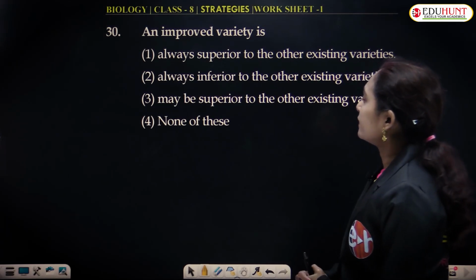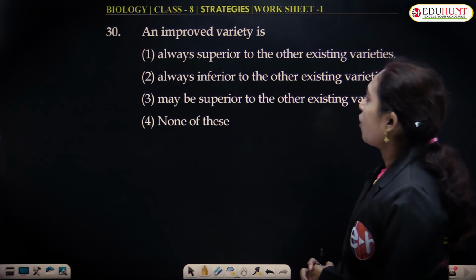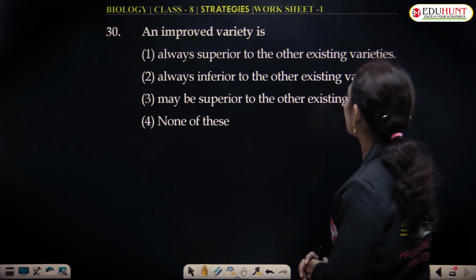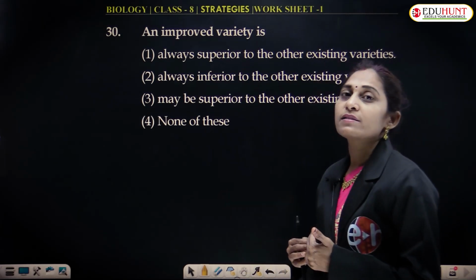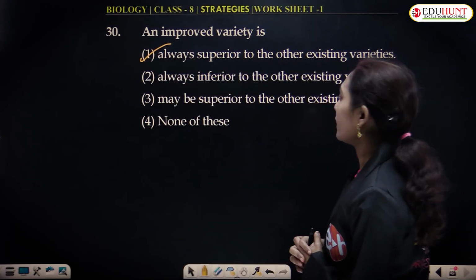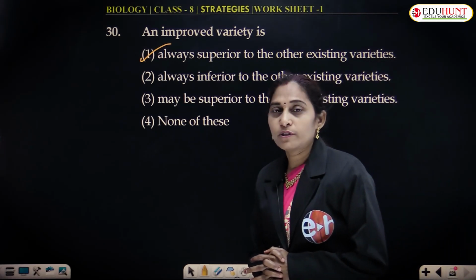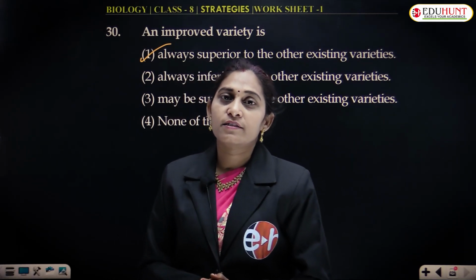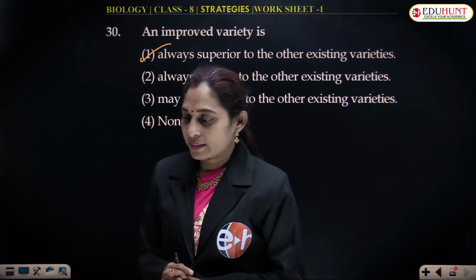An improved variety is: it is always superior to other existing varieties, always inferior to the other existing varieties, may be superior to the other existing varieties, none of these. Improved means it is better than the previous one, so always superior to the existing variety. Up to here we have covered so many multiple choice questions based on the previous concepts, hybridization and plant breeding. And now let's answer few more questions.